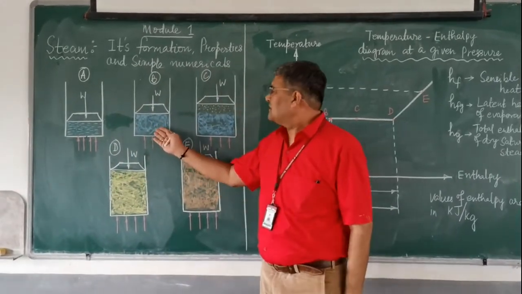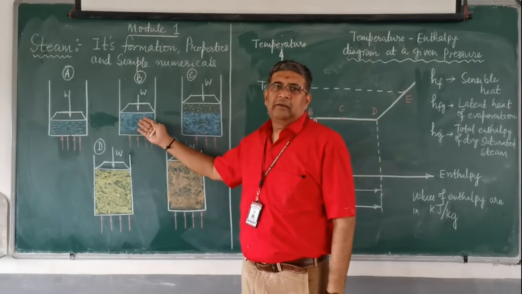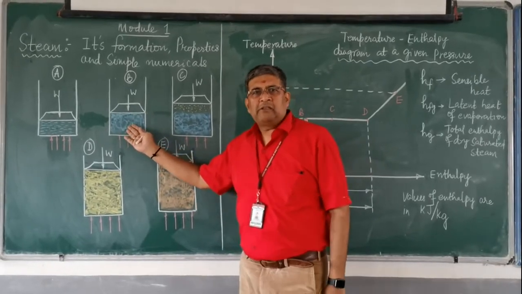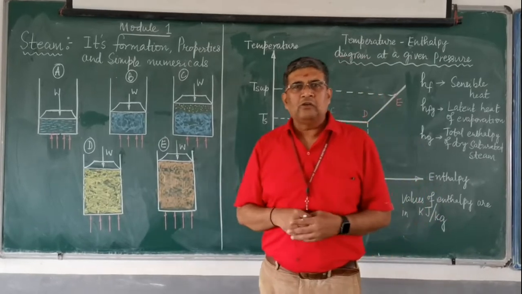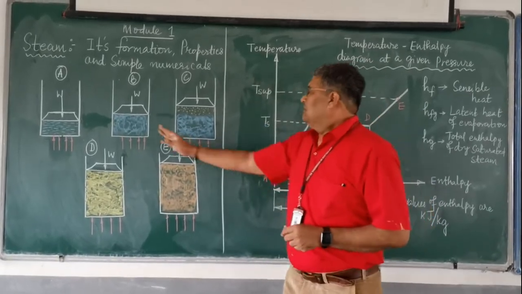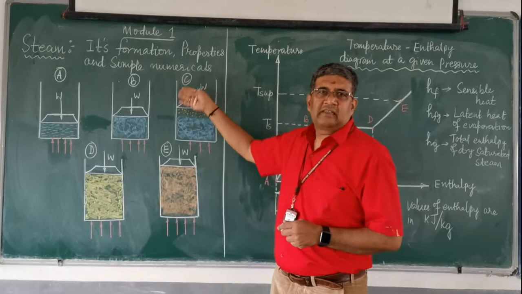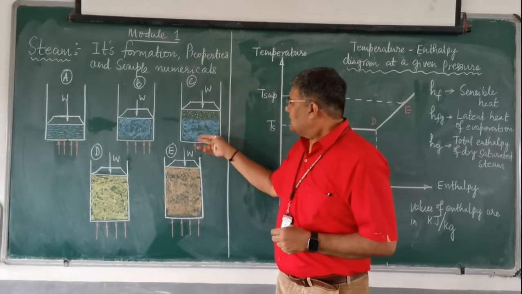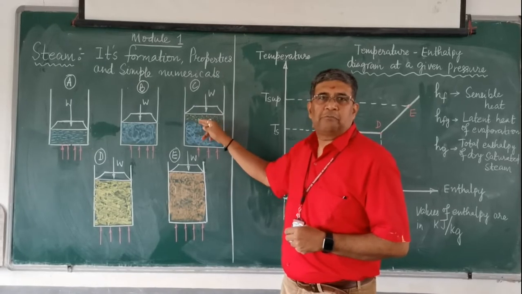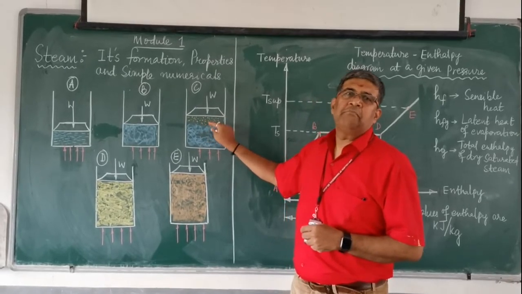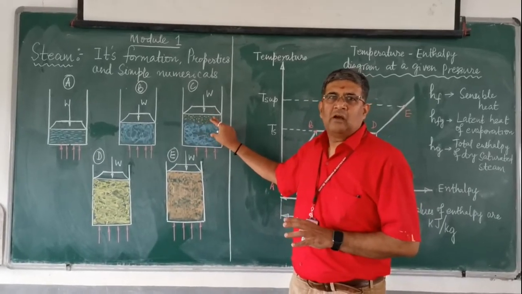Okay, so when we further start adding heat to the boiling water, what happens is there is steam generation. So water slowly starts getting converted into steam. So in C, that is sketch C, we see that there is some water which is boiling, still boiling, and there is some steam also which is produced. Okay, so this is a mixture of steam as well as water.